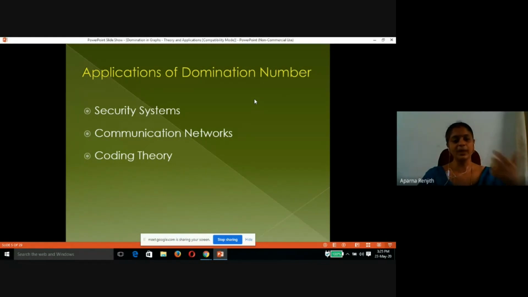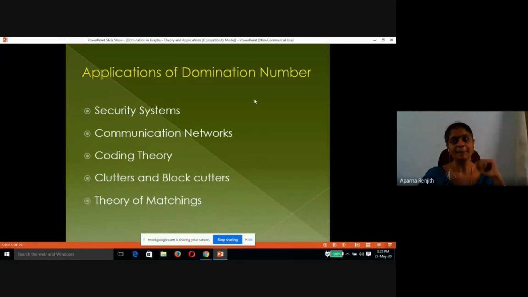If we are forming a code from n alphabets, p taken at a time, then, if I go into the details, it is a bit complicated. A transmission code is again equivalent to finding a dominating set with some specific properties. Then in clutters and block clutters, again what we are finding is the domination number of the underlying graph. And in the theory of matchings also domination is applied.